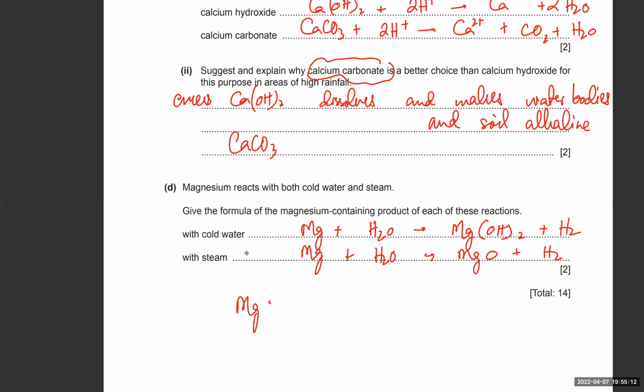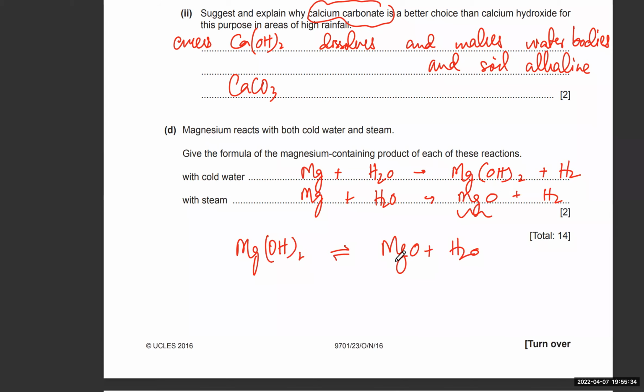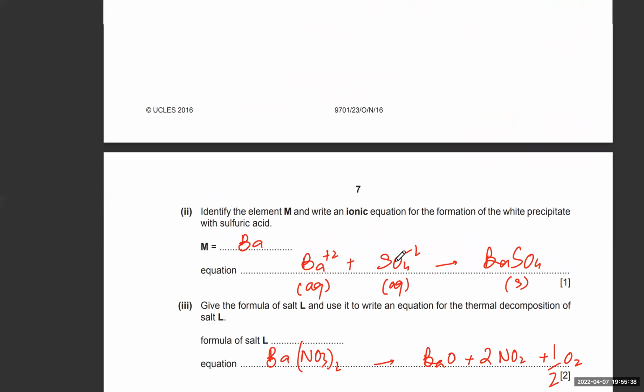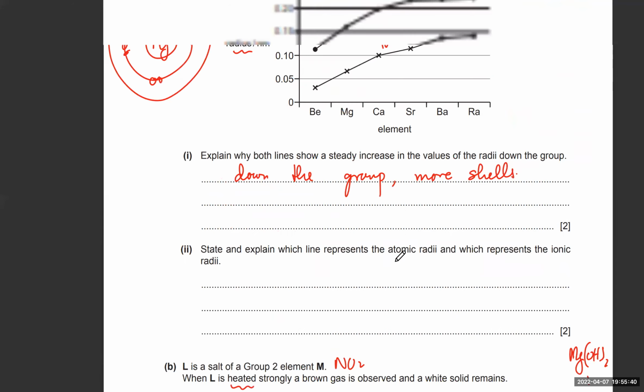Now remember this thing, that a hydroxide at high temperatures would decompose into an oxide. Is that clear? So with steam, it's obviously at higher temperatures, so the hydroxide would turn into an oxide. Is that clear? Yes, sir. So we're done with this question as well.